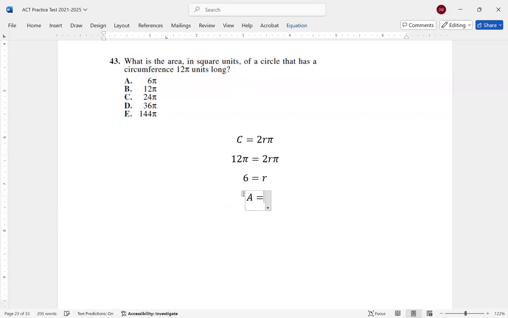Now the area of a circle is pi times the radius squared. And if our radius is 6, then the area of that circle is going to be pi times 6 squared, which is 36 times pi. So 36 times pi is the area in square units of a circle that has circumference 12 pi. So D is the correct answer to question 43.